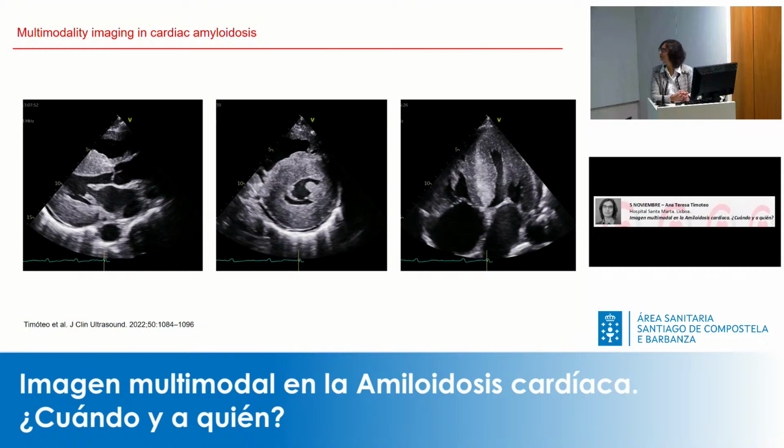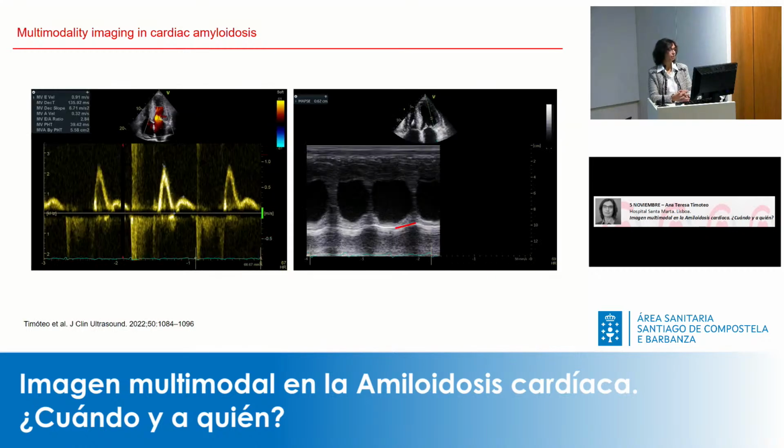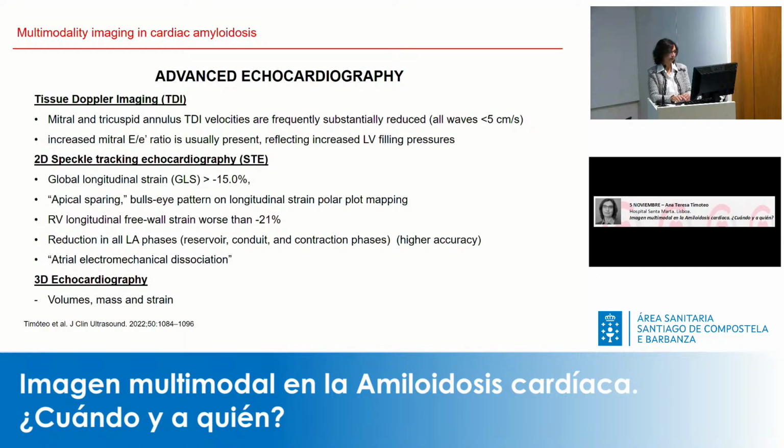So these are images from extreme cases of amyloidosis, quite characteristic, with an increase in thickness of the left ventricular wall with this sparkling pattern that you can see here that is quite suspicious of amyloidosis. With Doppler, we can see this restrictive pattern, and this is an example of a reduced MAPSE in patients with amyloidosis. That's measured in the same way as TAPSE.